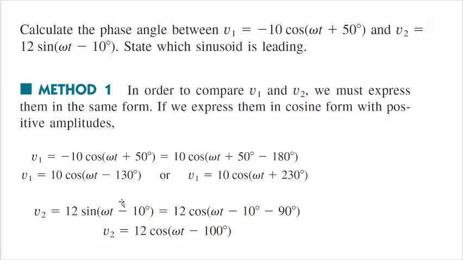So V2, we need to convert this sinusoid into cosine, so we apply a trig identity to it and we get the cosine. So they both have positive amplitudes, and we can see one's at minus 130 degrees relative to the 0 starting point, and one's at minus 100. So the difference there is 30 degrees. So method 2, I'm not going to go over. It's another trig identity, but only converting them both to sinusoids instead of cosinusoids.